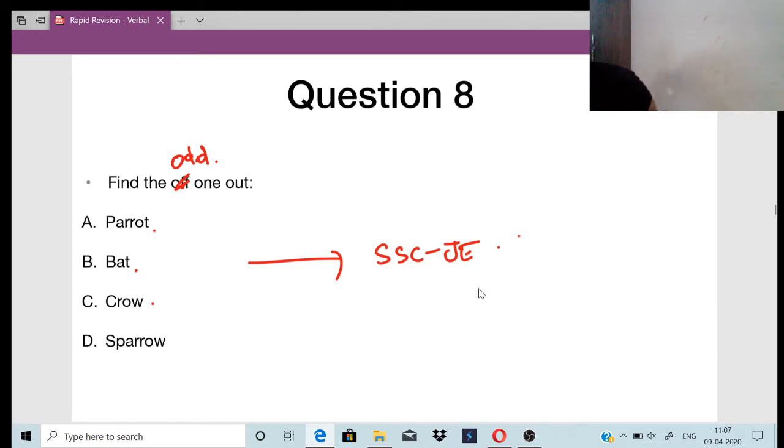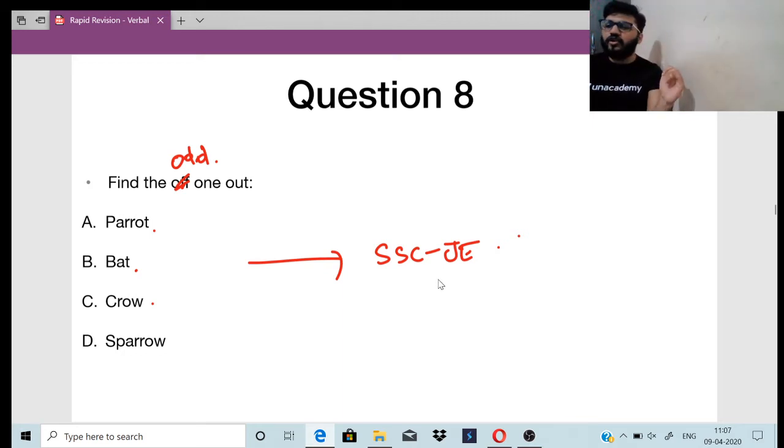So which is the right answer? Okay, boil, boil, boil. Yeah, it's fine. I didn't say boil is wrong. You guys can use either boil or heating. Fine. In SSC JEE, these types of questions you'll get.